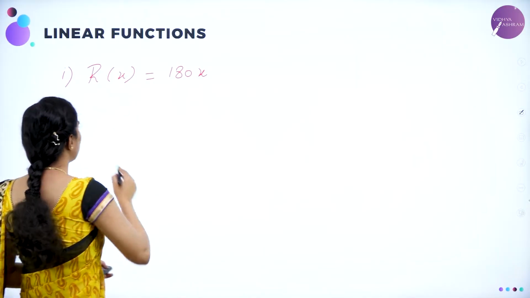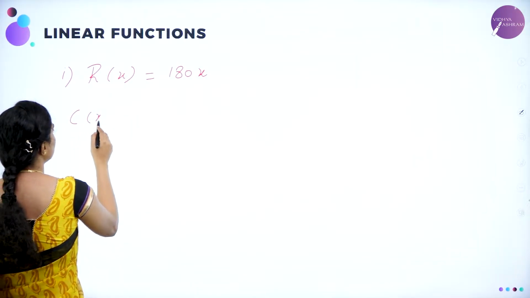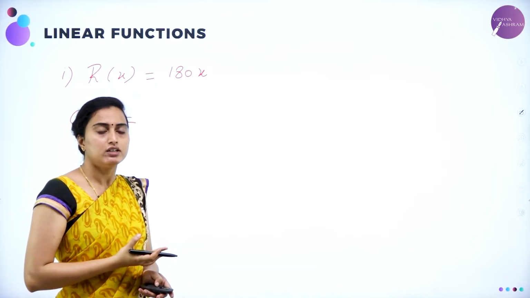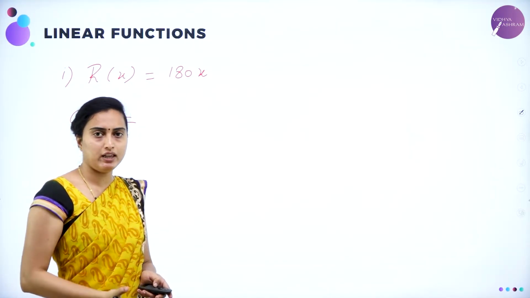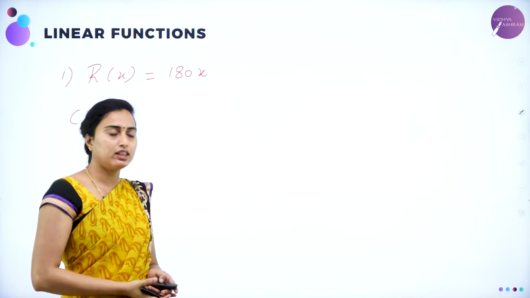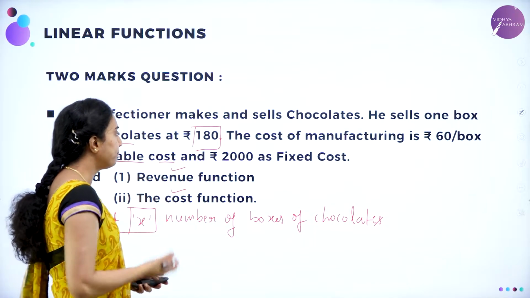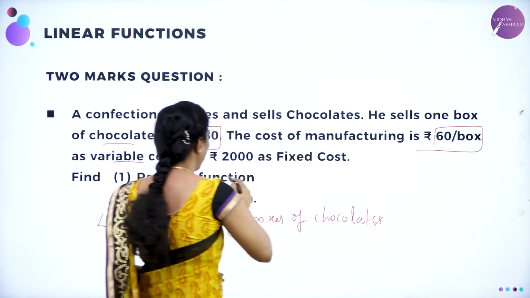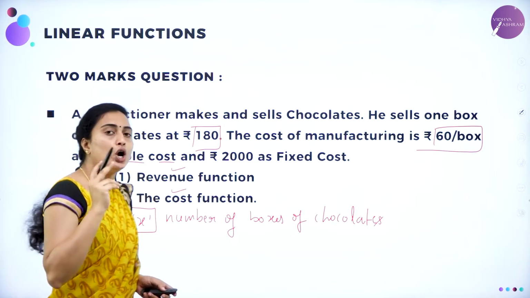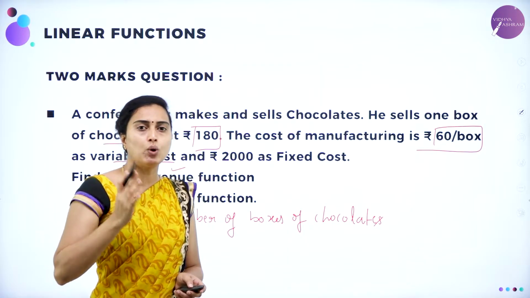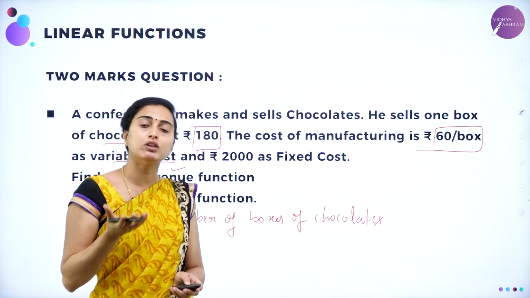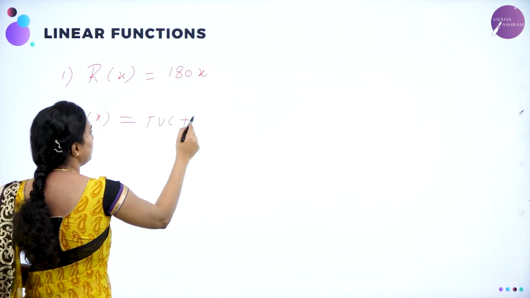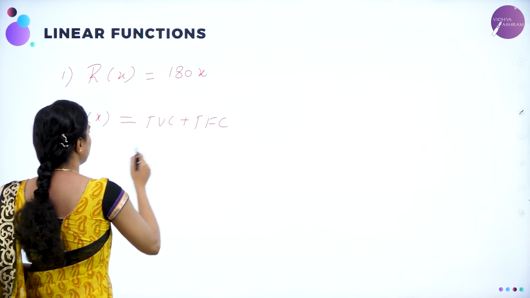Then what have they asked? Cost function. The cost function can be defined as A into X plus B. What is A? A is nothing but the manufacturing cost of rupees 60 per box, and B is the fixed cost. That is, total fixed cost plus total variable cost gives you the cost function. Therefore, total variable cost plus total fixed cost.